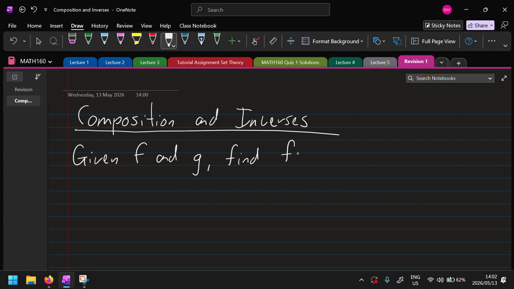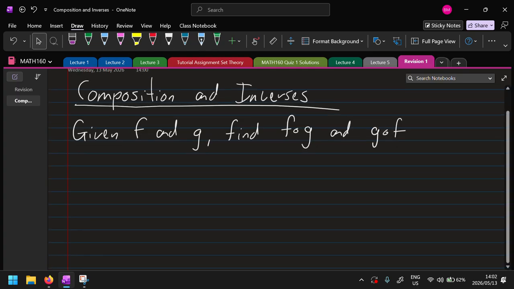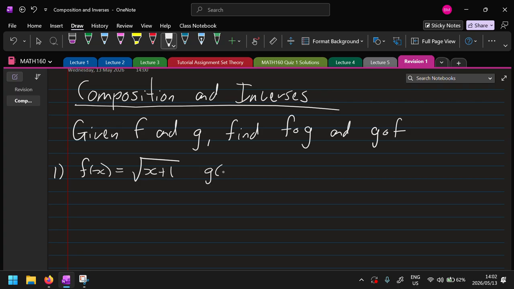Find f of g and g of f. So we're given 2 functions. We either put g inside f or we put f inside g. So number 1, we've got f of x is equal to root x plus 1. G of x is equal to sine squared x. So we want to do the composition.